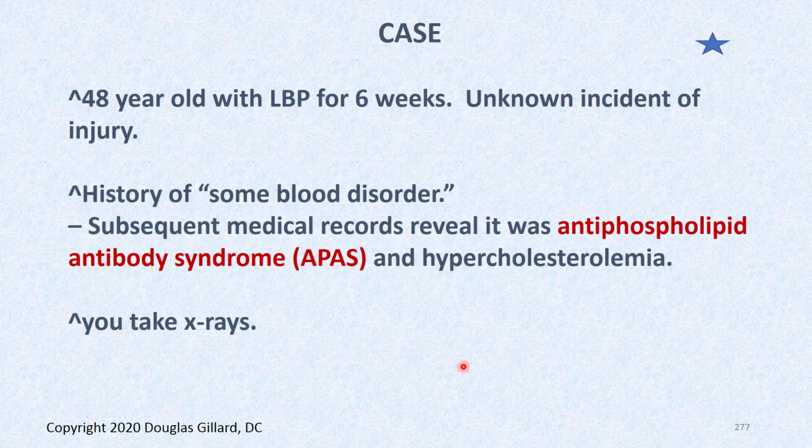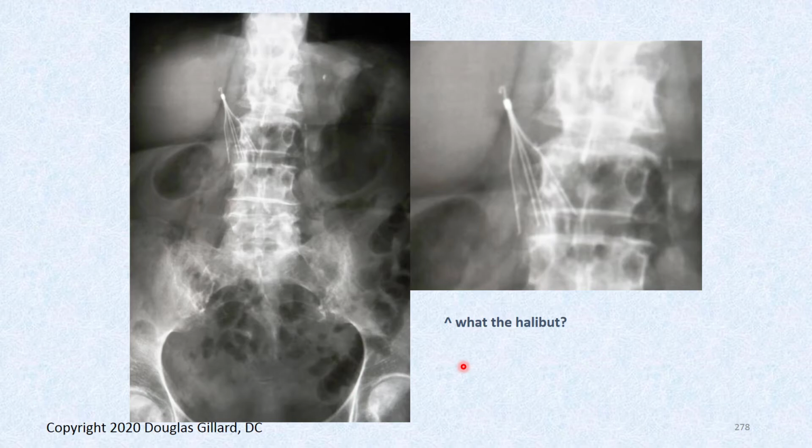Let's do another case. A 48-year-old with chronic low back pain for 6 weeks, unknown injury, and a history of some sort of bleeding disorder. A little bit of digging found out he had antiphospholipid antibody syndrome and hypercholesterolemia. So you took some x-rays of this dude. He's got low back pain. What in the heck? Or what in the halibut, SpongeBob would say.